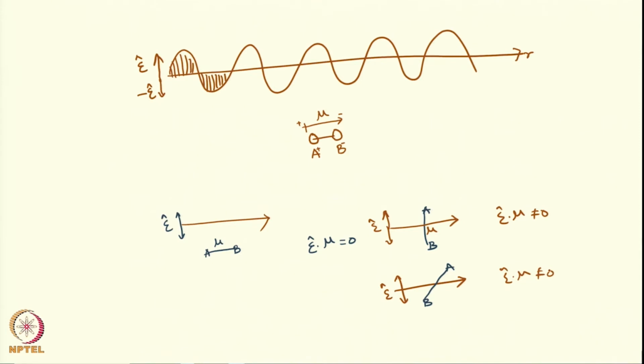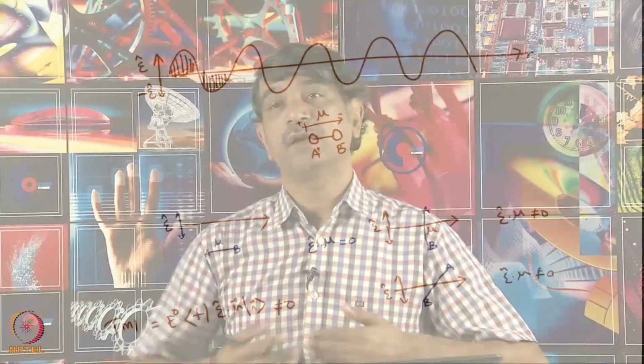That means the transition moment integral, that is f, E naught dot mu, will become non-zero. So if the dipole moment and epsilon, the electric field, should have projection onto each other, only then the transition moment integral will not be 0. So that tells you the direction in which the electric field vector and the dipole moment have to be aligned with respect to each other.